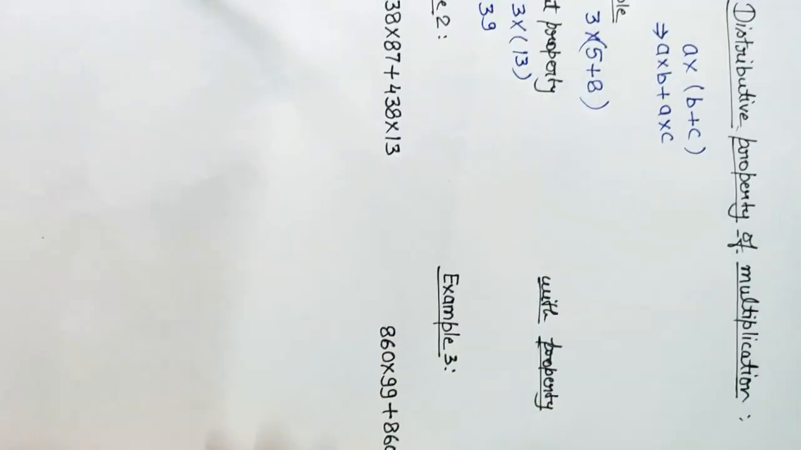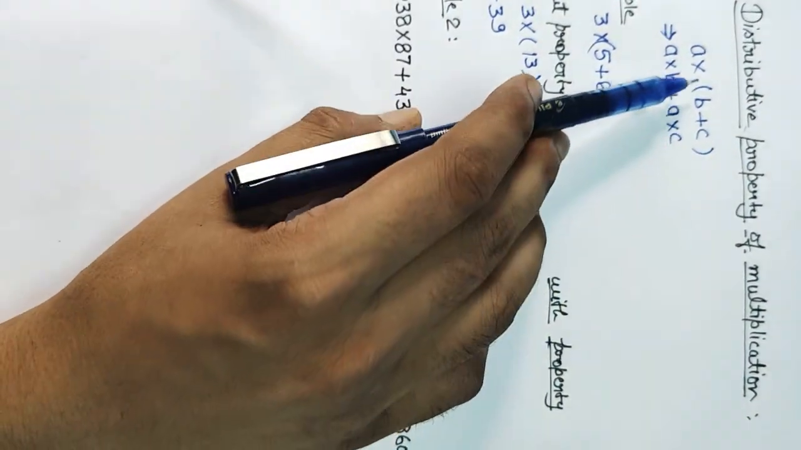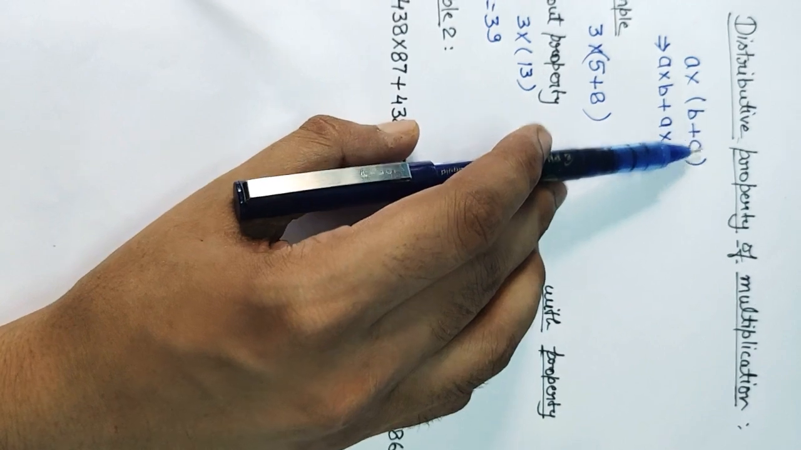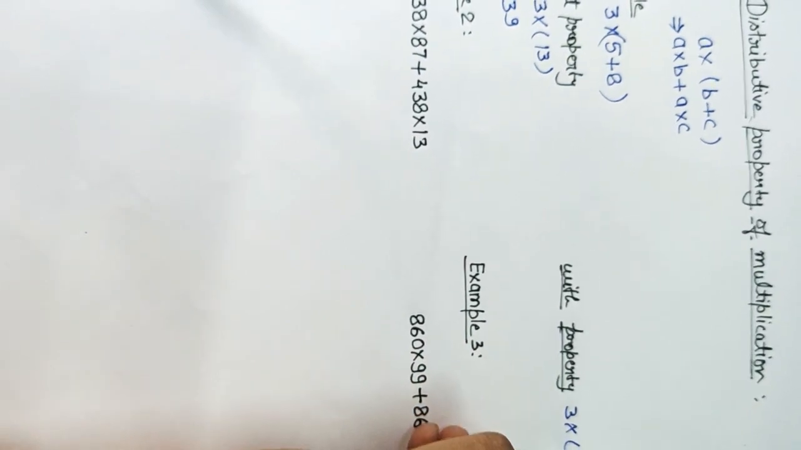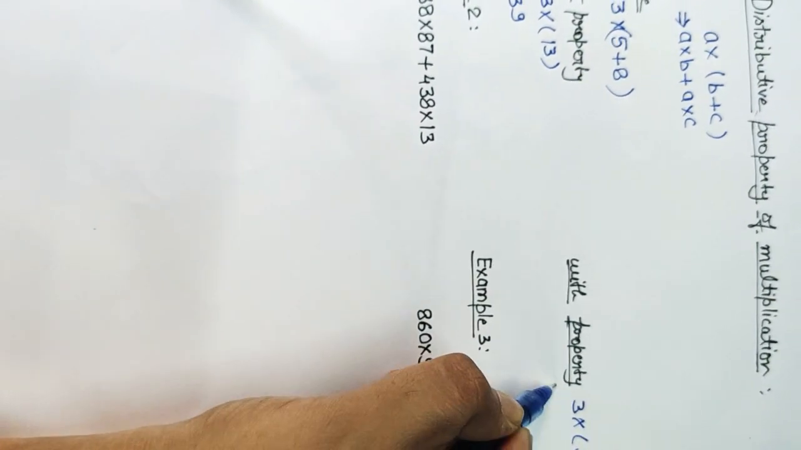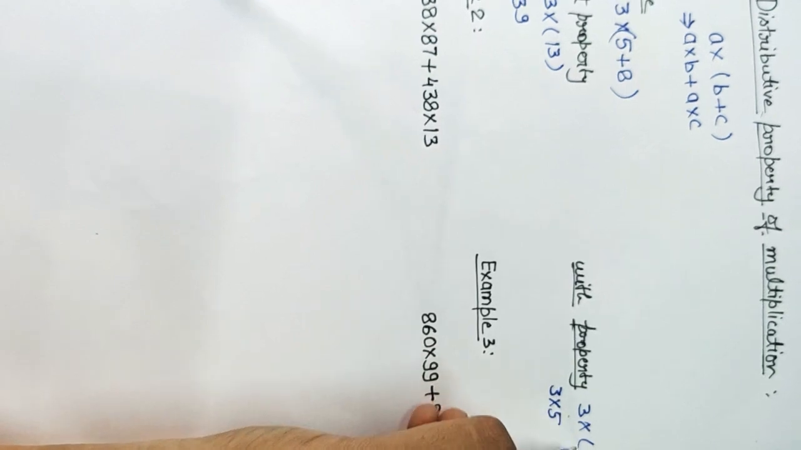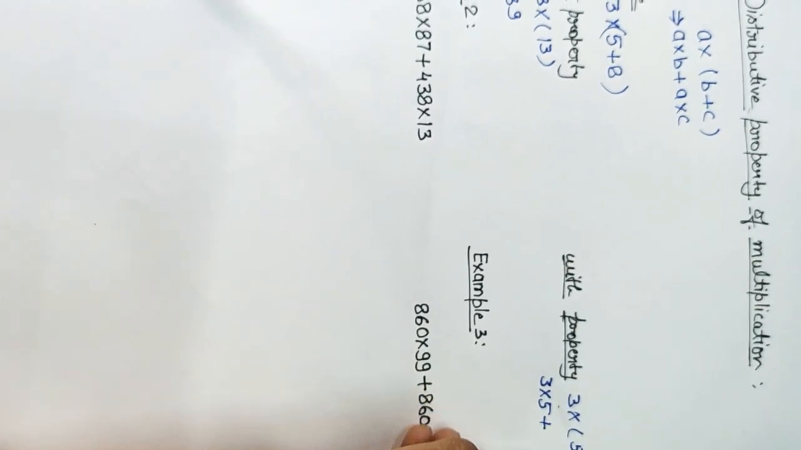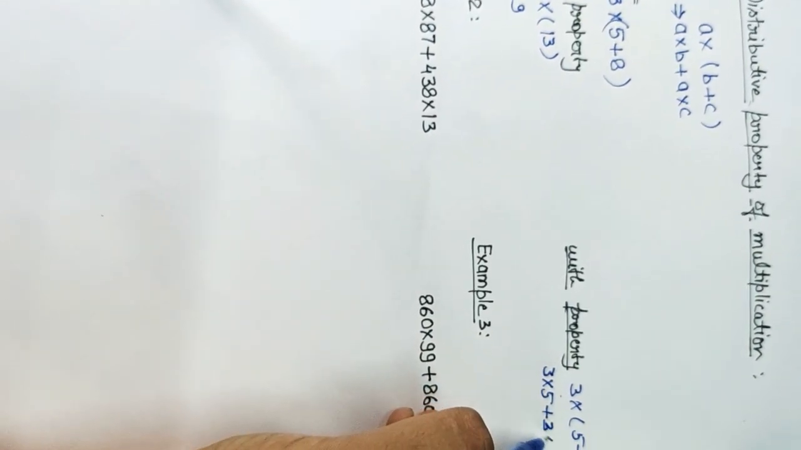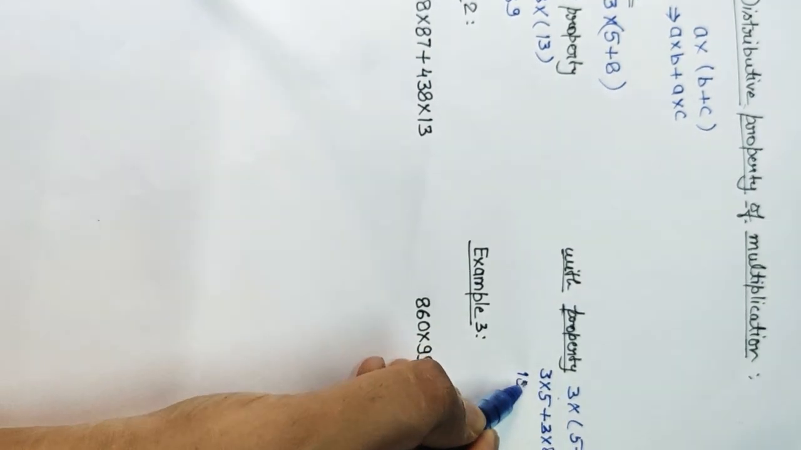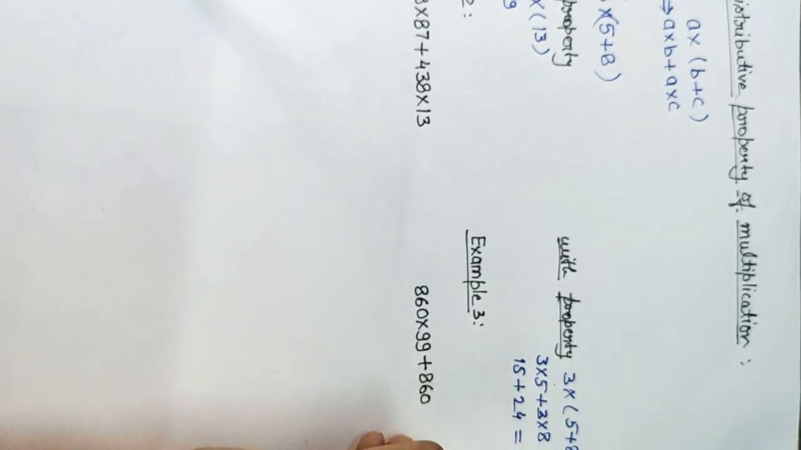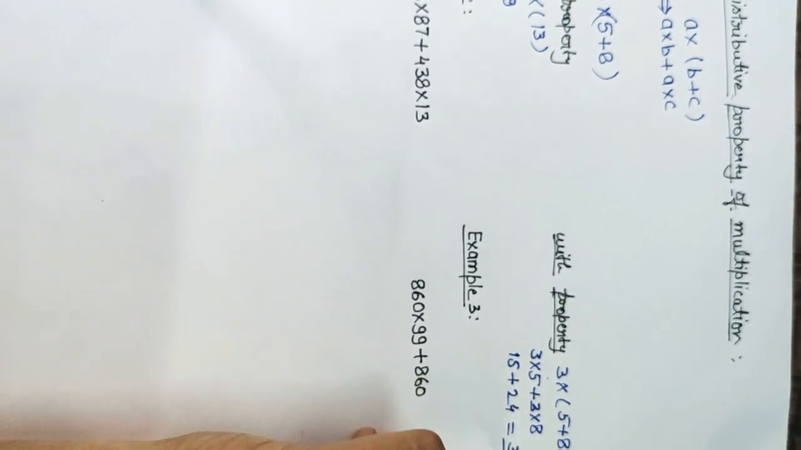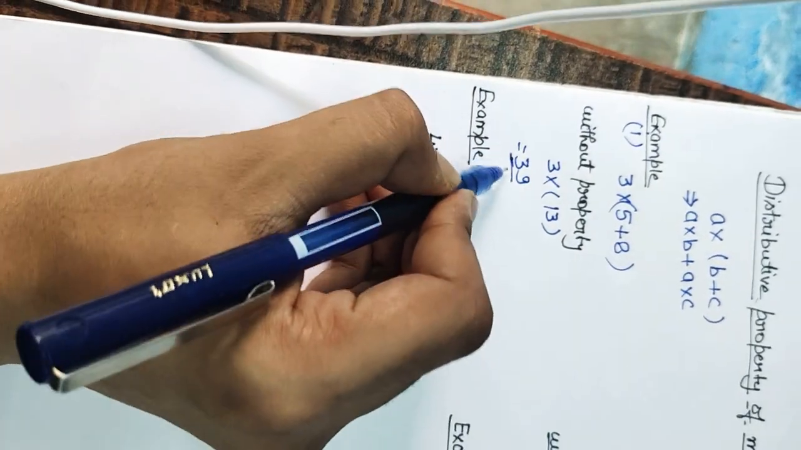Now when we use the property, as we can see here, whichever number is outside the bracket is multiplied by both of the numbers one by one. So in this question, 3 is multiplied by 5 plus 8. When we use the property, first 3 will be multiplied by 5, and then plus, because the plus is here, 3 multiplied by 8. 3 times 5 gives us 15, and 3 times 8 gives us 24, and the answer is 39. As we can see, the answer is the same.